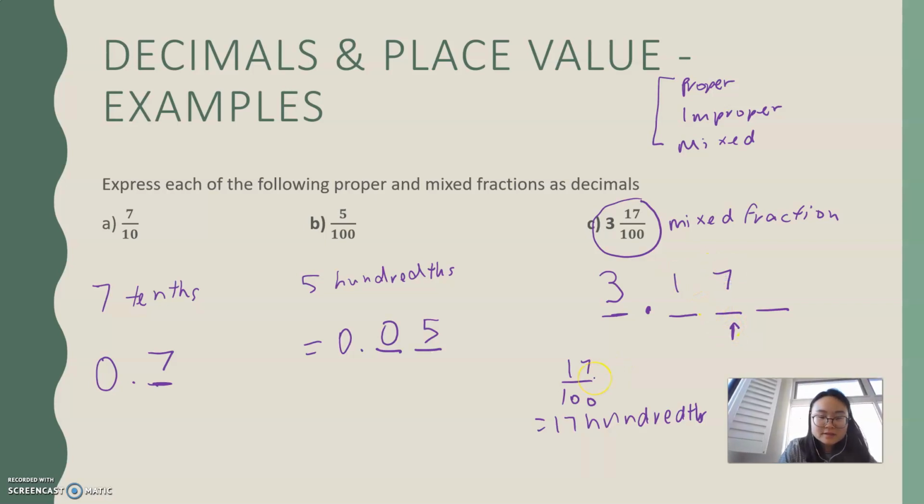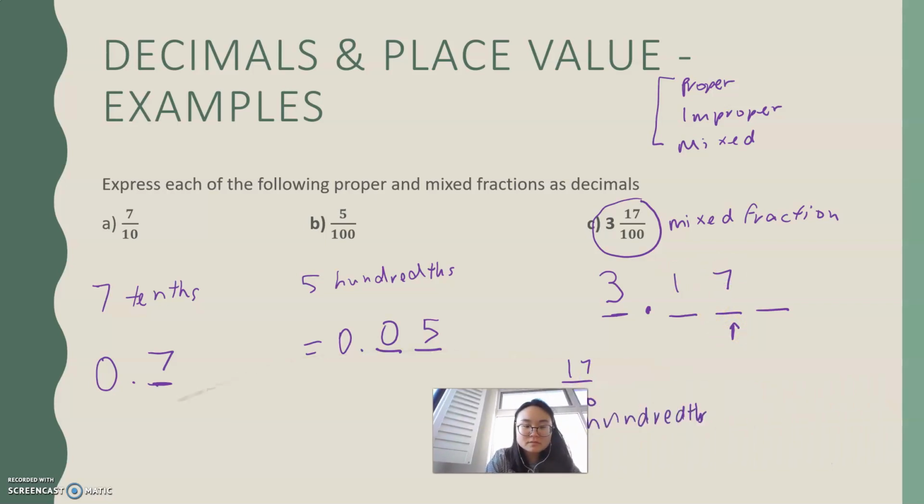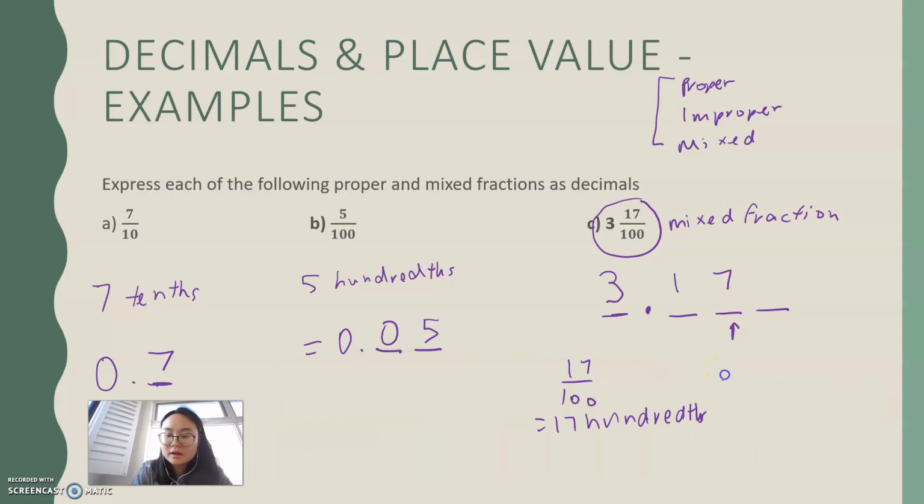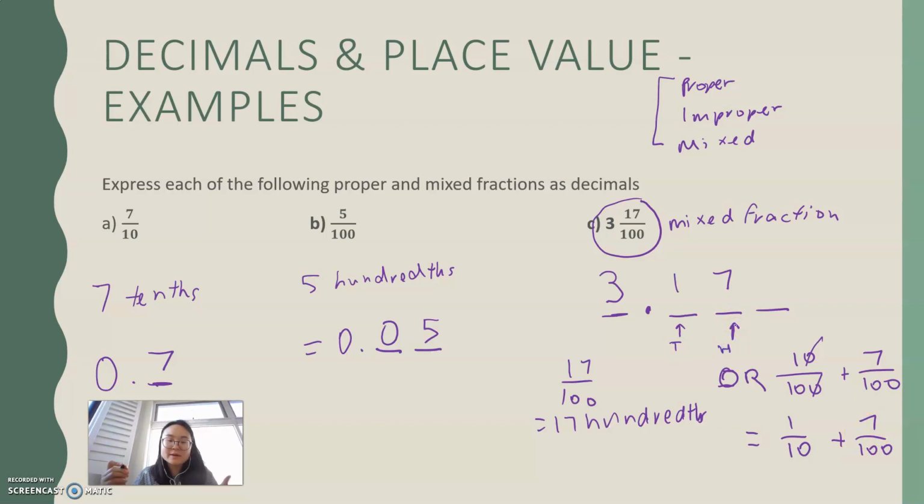Or you can break this number, 17/100, into 10/100 plus 7/100. And 10/100, if we simplify it, is the same as 1/10. So you can also think about it as having 1/10, which is in this position, tenths, and then 7/100ths. Either way works.